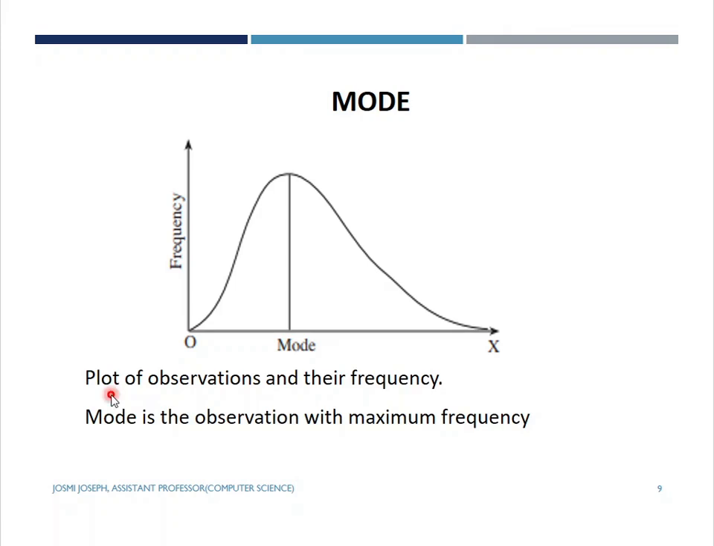This graph shows the plot of observations and their frequencies. Observations are given on the x-axis and the corresponding frequencies on the y-axis. So here this is the position where we have the maximum frequency, and the corresponding x value is the mode, which denotes the observation with the maximum frequency.